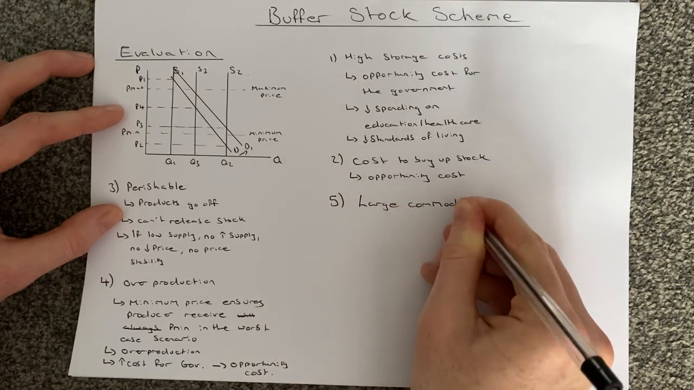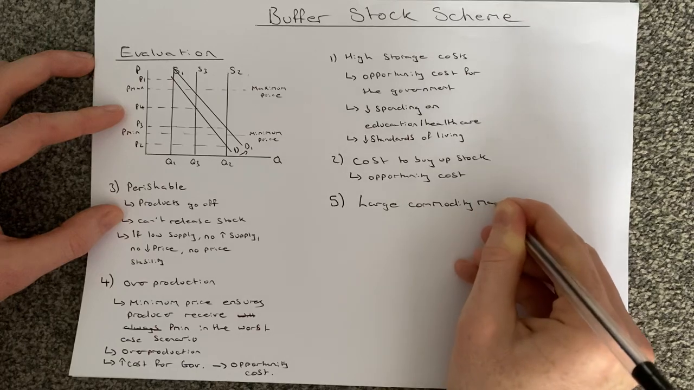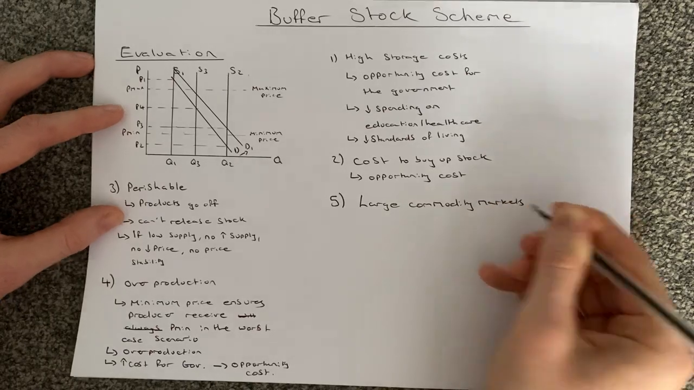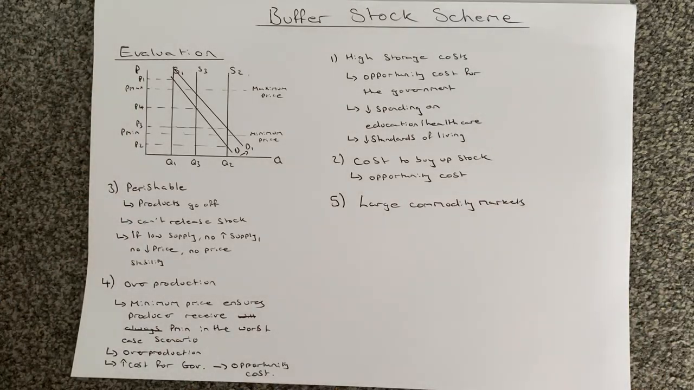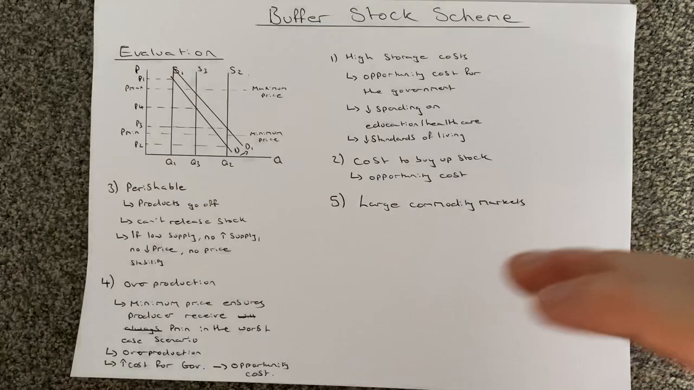On large commodity markets. So what do we mean by that? Well, let's take the market for wheat, for example. When we consider the market for wheat, we're thinking about a very vast market. It's an extremely large market.